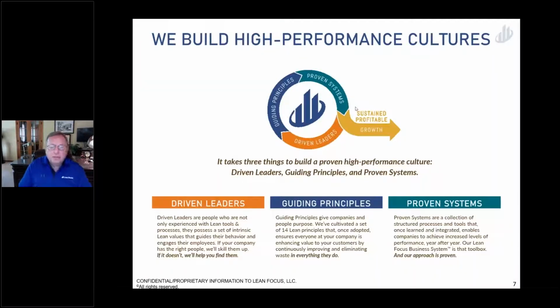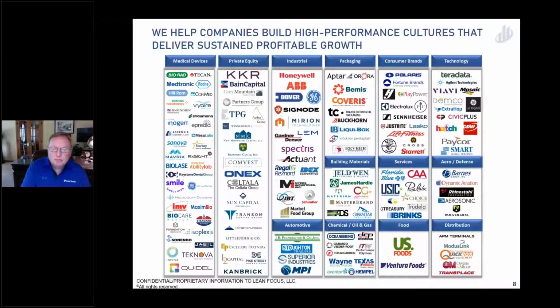So a little bit about Lean Focus. What we are as a company is we build high-performance cultures. There's really three legs to it, as you can see by the emblem. It's all about driven leaders. The people in the team are very experienced in Lean tools and processes, very experienced, have been there, done it type of people. But we are also based on guiding principles and proven systems to make this all happen. As you can see, we've worked with a lot of different industries across pretty much all gamuts of the business world.